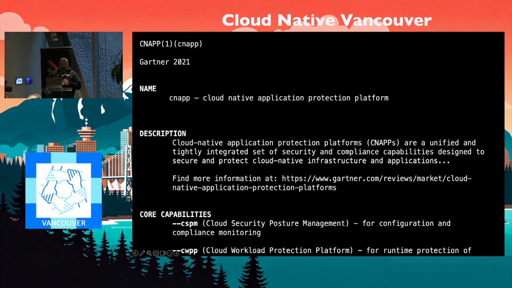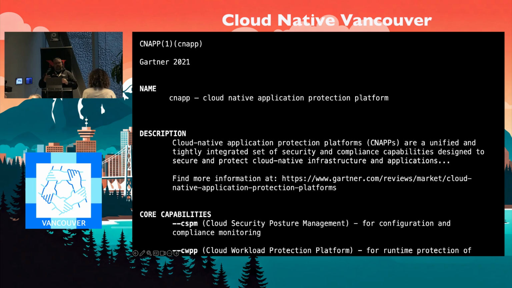It's basically a unified and tightly integrated set of security and compliance capabilities designed to secure and protect cloud-native infrastructure and applications as well. So the idea here is really to have one solution that will cover most of the compliance and security capabilities that you need in cloud to protect your cloud infrastructure and also your application. If you want to take a look at the Gartner report, we'll share the presentation later, but you can go into the link and take a look into more details about how Gartner describes that.